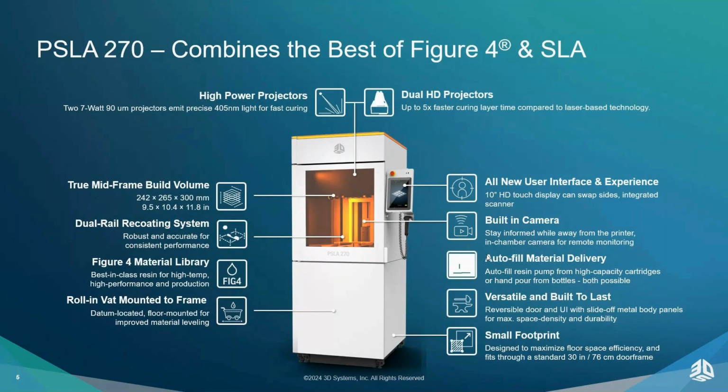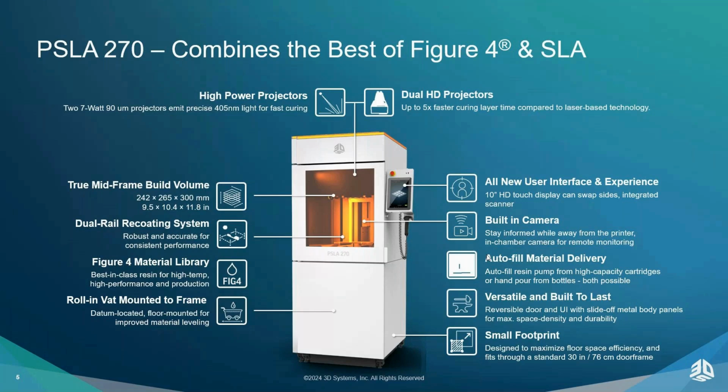Some key features to take note of. First of all, you've got two high-powered projectors that are 7 watts each. These have very advanced optics, and it's the combination of the optics and the quality of the projector that really delivers the amazing surface quality that you will see on the parts that we show you. So two 7-watt high-powered projectors delivering native 90 micron pixel sizes. The system is a 405 nanometer wavelength system only. We don't do 385 at this point in time, so it's just 405 nanometer wavelength, and that has implications for the materials that we'll go into shortly.